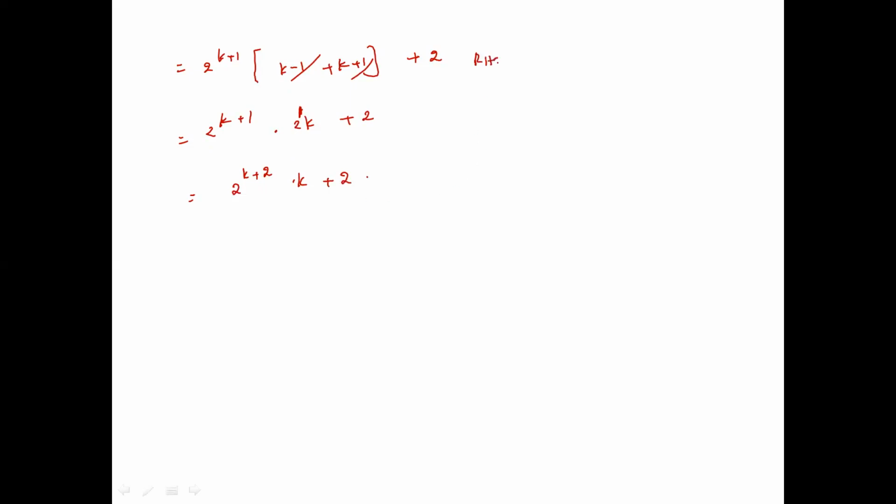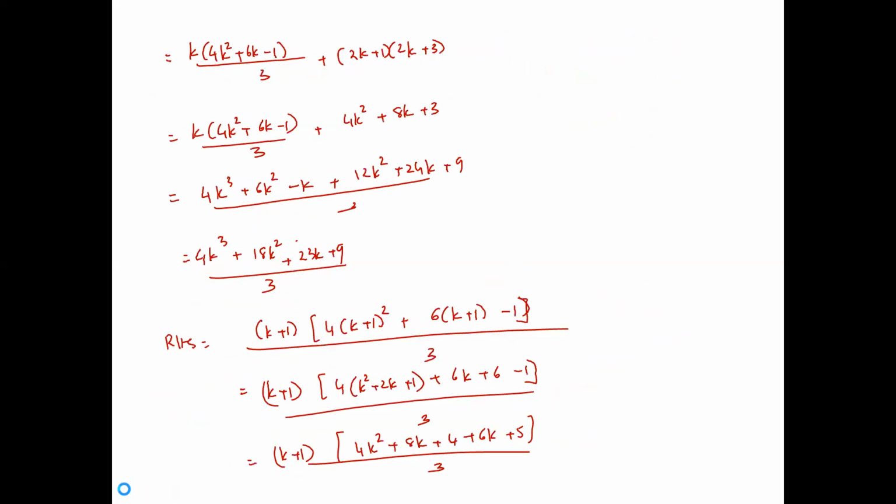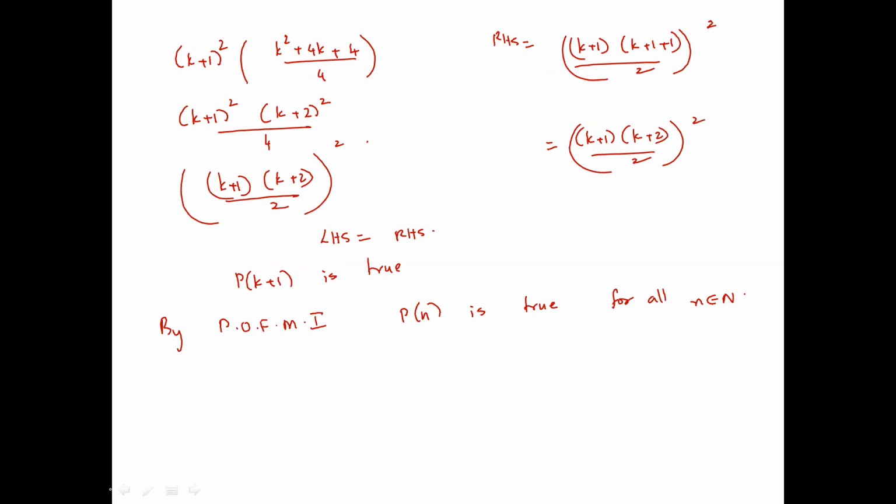Now I will take RHS separately, where I will put n as k plus 1: (k plus 1 minus 1) into 2 power (k plus 1 plus 1), plus 2. So that means I have k into 2 power (k plus 2) plus 2. Since left side is equal to right side, I can say P of k plus 1 is true. That means P of n is true for all n belonging to the set of natural numbers. So with this we have completed question number 8. We can go to question number 9 now.